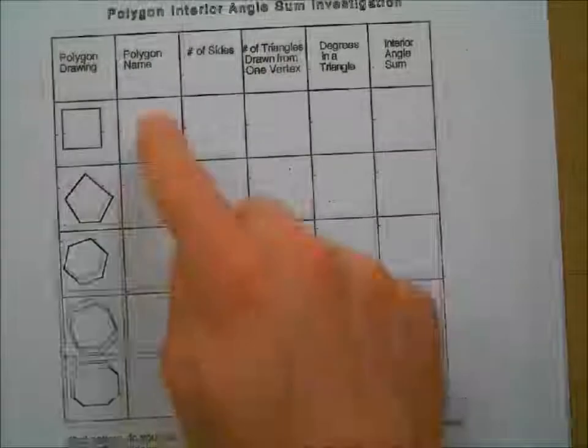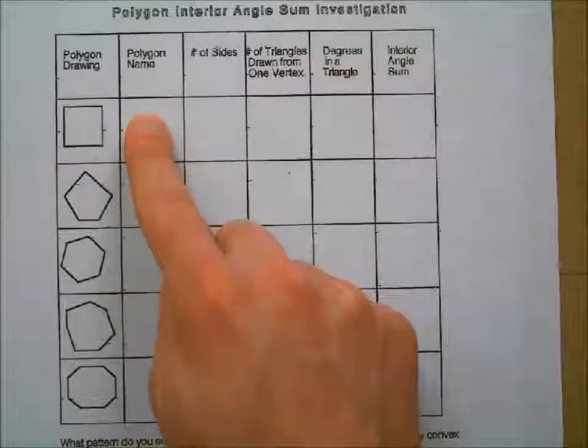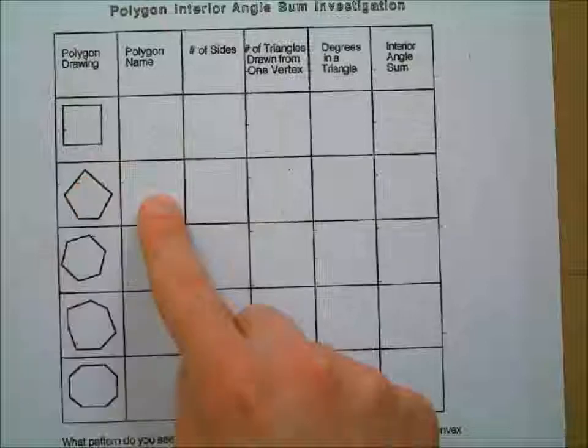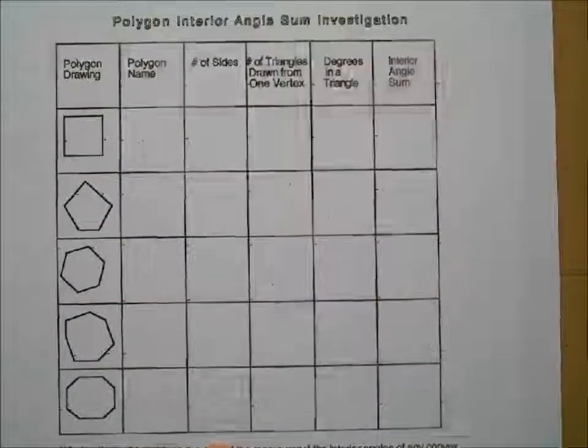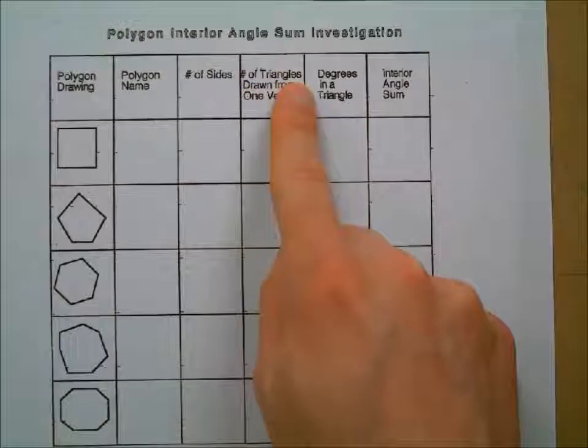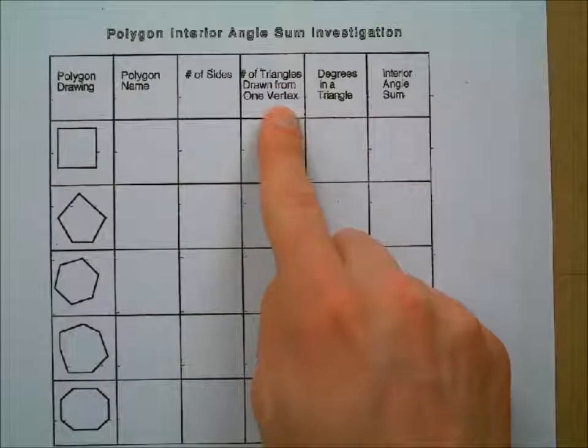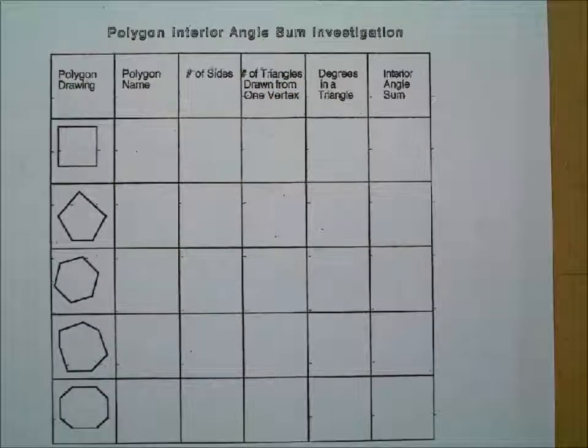So, this shape is this kind of polygon. Give me their name by their number of sides. Give me the number of sides. Tell me the number of triangles that you can draw from one vertex. So what do I mean by that? Well, let me give you an example here.